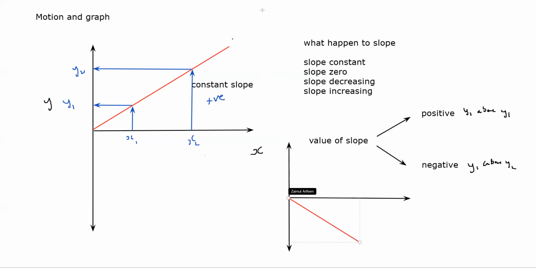So we have y-axis and x-axis. First thing, what about the slope? What happened to slope? Is it constant, zero, decreasing, or increasing? It's a straight line. So here the slope is constant. That's one thing. Then what about the value? Whether it is positive or negative.